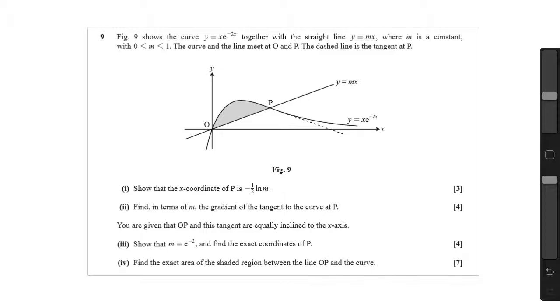Okay, question 9 is more equations on curves, so it's more integration, and also we have variables that we need to take care of. Y equals mx. Show that the x-coordinate of P, the point P, is minus a half natural log of m.